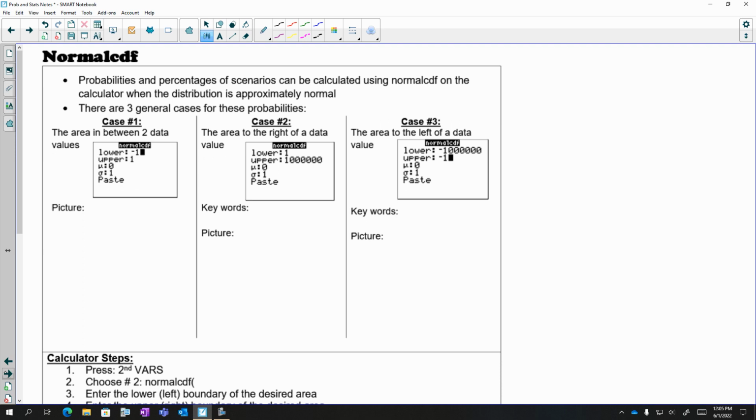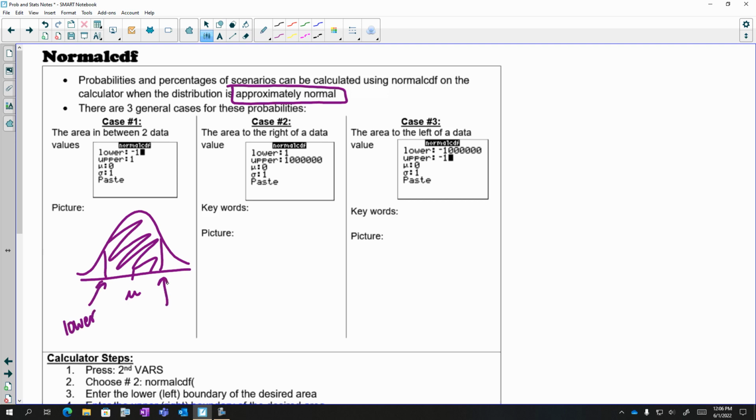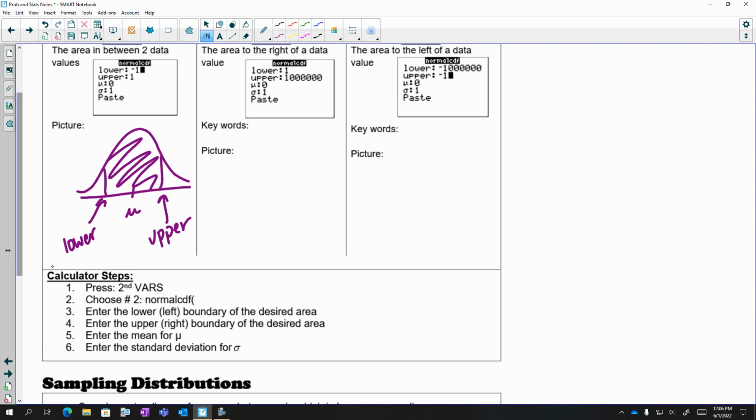Normal CDF. Probabilities and percentages of scenarios can be calculated using normal CDF on the calculator when the distribution is approximately normal. And that's the key phrase that you're looking for in the question. We have three general cases. Our first one is between two pieces of data. So it would look something like this, because you always want to create a picture and shade between your lower boundary and your upper boundary.